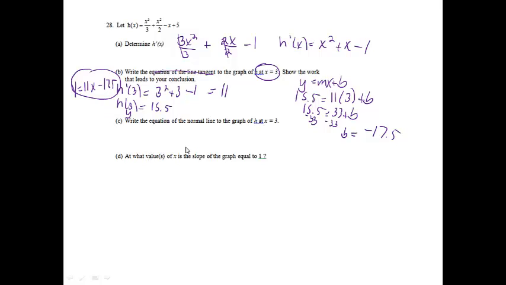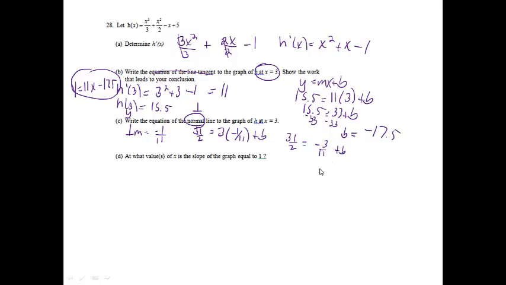Okay, for part C, it says to write an equation of the normal line. Well, we know normal line just means the perpendicular line. If our slope in part B was 11, my perpendicular slope is going to be negative 1/11, and now we get to use the same information from before. Because I'm going to have some more decimals, I'm going to change 15.5 to 31 over 2. So 31 over 2 is equal to 3 times negative 1/11 plus b. So I'll get 31 over 2 is equal to negative 3/11 plus b.